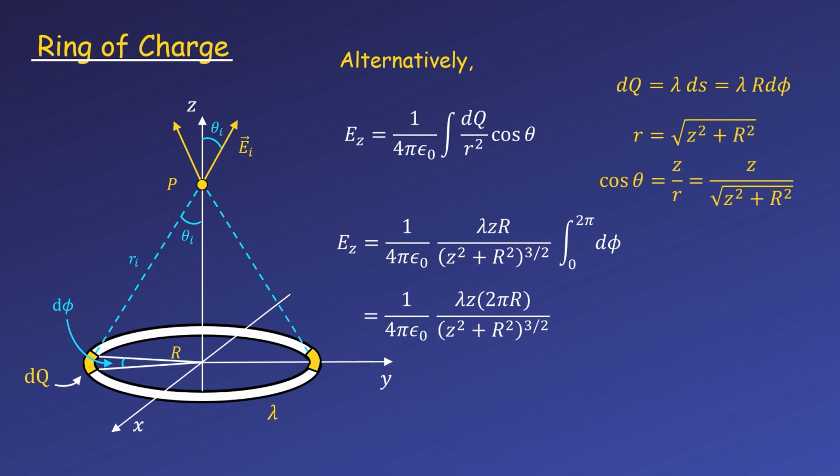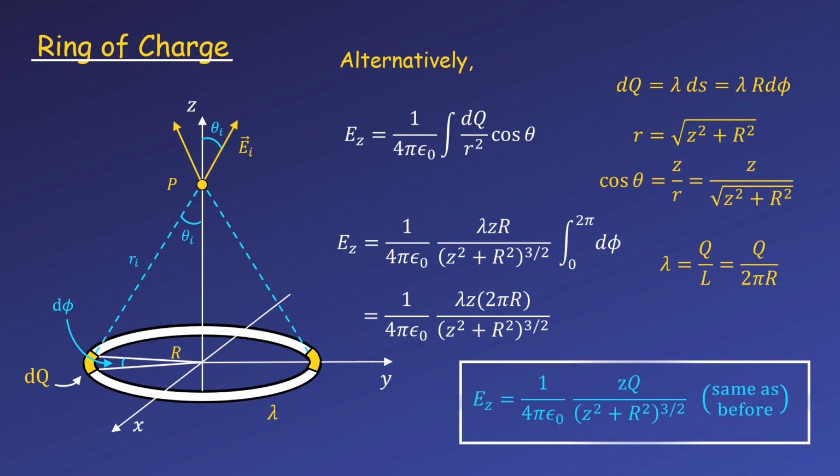This result looks slightly different, but the linear charge density can be written as the total charge divided by the total length. The length of the ring is just the circumference, or 2 pi r, and so doing this substitution, we regain the same result as before.